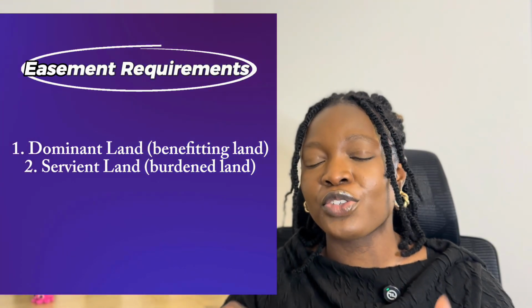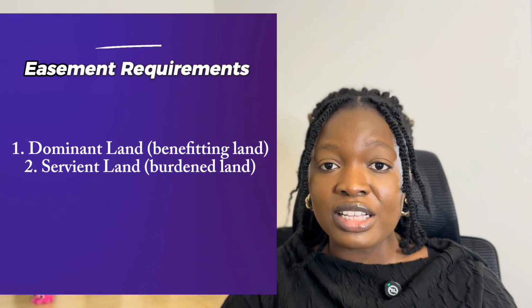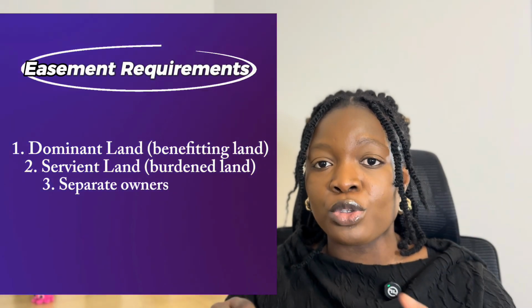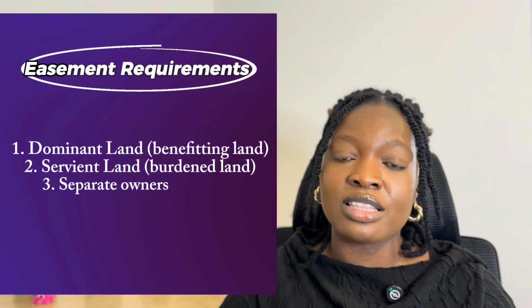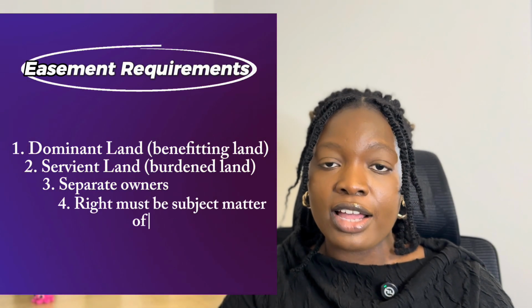So what are the key conditions for an easement to be formed? Like we mentioned, there's a dominant land, there's a servient land. They are owned by two separate people. So the dominant land has to be owned by one person, and the servient land has to be owned by another person. The rights must be the subject matter of a grant or a reservation in narrow cases.